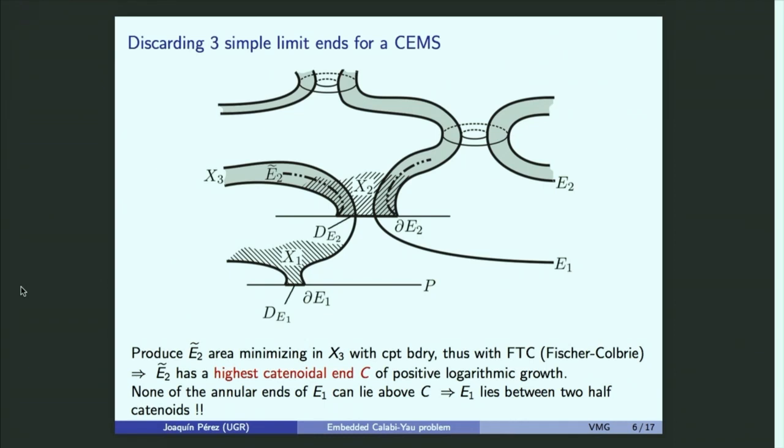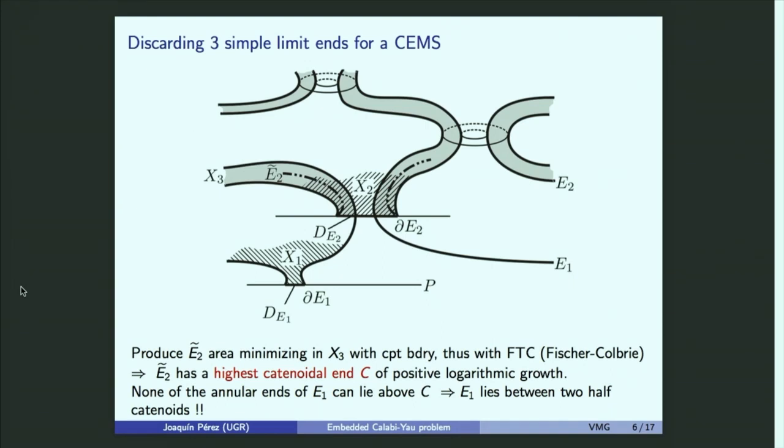And this way you can produce a surface which will be area minimizing, and then by Fischer-Colbrie it has finite curvature, which means in particular that it has finitely many ends, all of finite curvature, so it has a highest end which is catenoidal with positive logarithmic growth, and then you can finish in a lot of ways. You can find a contradiction, for instance, because it's constrained to be in between ends of the former description of the Christmas tree with non-positive logarithmic growth. This is one possibility, or you can do what is written here. Anyway, you can finish.